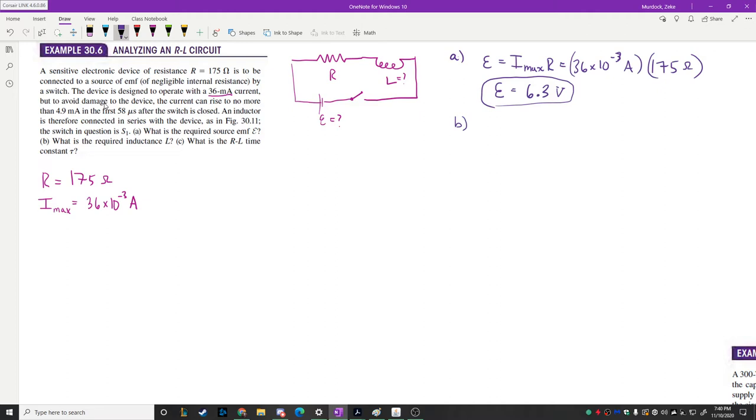Should we use the equation we derived in the last part? The loop. So last time we used the loop to get an equation, right? And our equation was related to the current as a function of time. One thing I notice here is that we know something about the current at a particular time value. So the current at 58 microseconds can be no larger than 4.9 milliamps. If that's the maximum the current can be at this time, I think we can just fix it to that value.